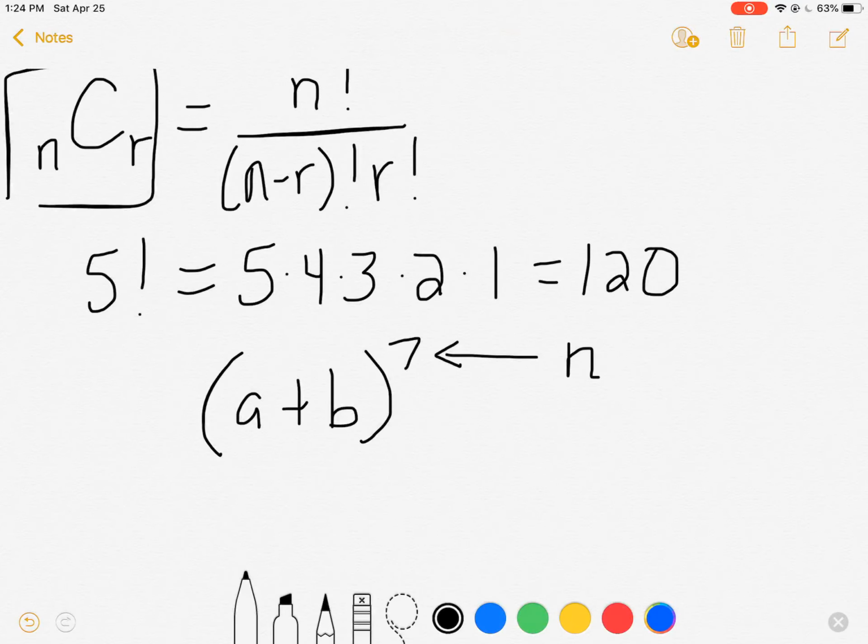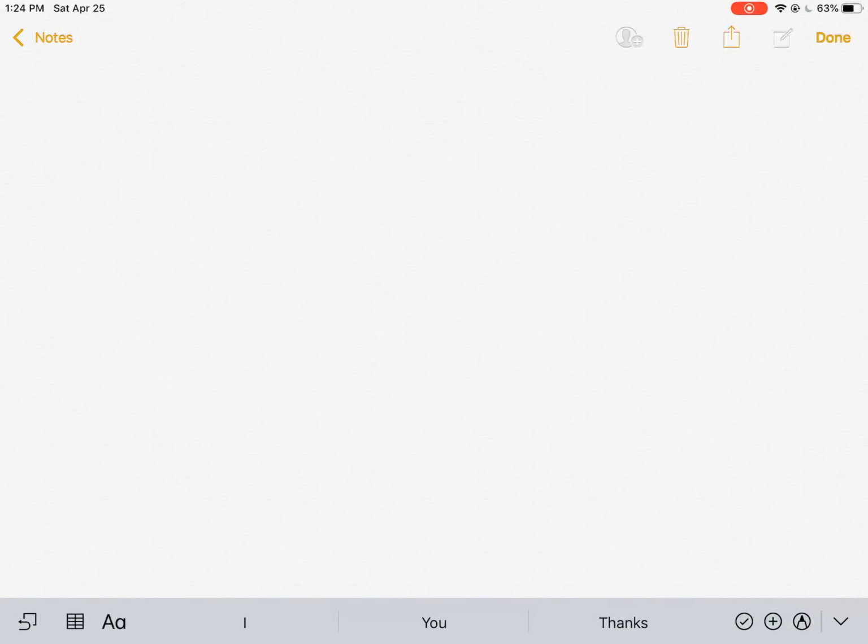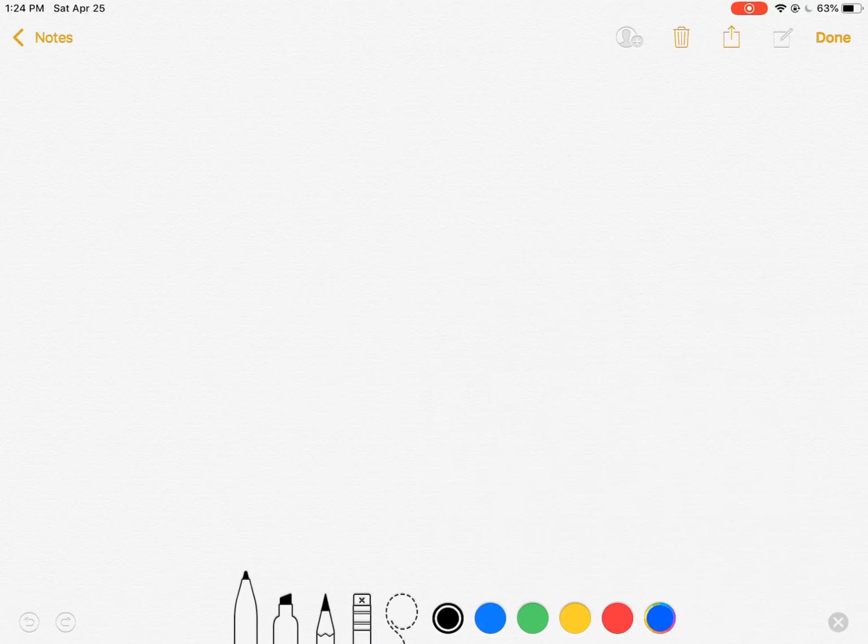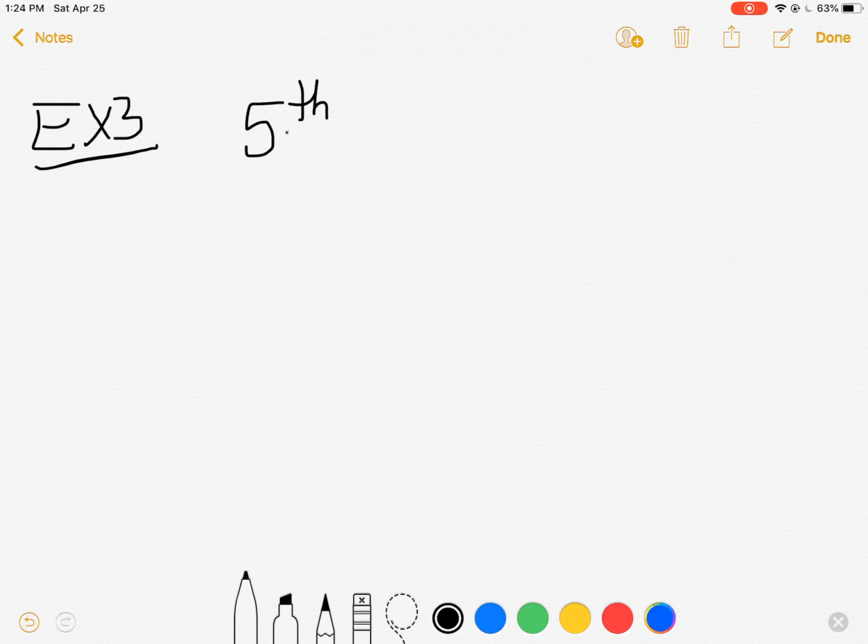Okay, let's look at our example 3 then. So on example 3, we ask for the 5th term. So I don't have to expand the whole thing, it just wants the 5th term.